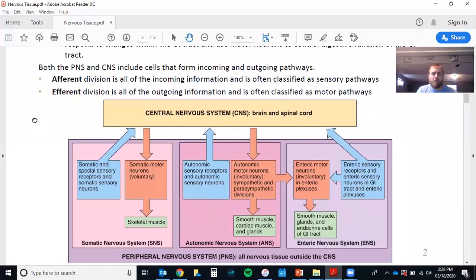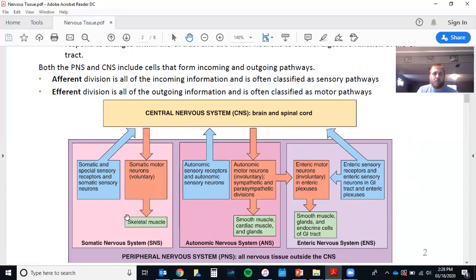So down here at the bottom, the figure that I've already alluded to a couple times, it's a schematic to show the divisions of the nervous system: at the top, the central nervous system, and in this big purple box, the peripheral nervous system. What we see in the three sub-boxes of the peripheral are these somatic, autonomic, and enteric that we just talked about. We also see arrows in different colored boxes, either pointing to or away from the central nervous system.